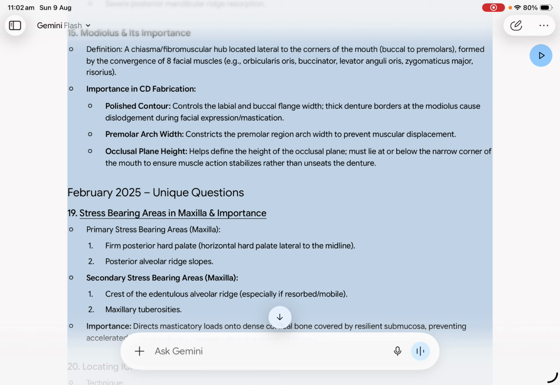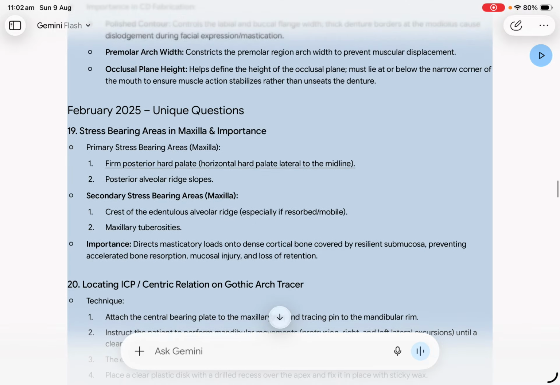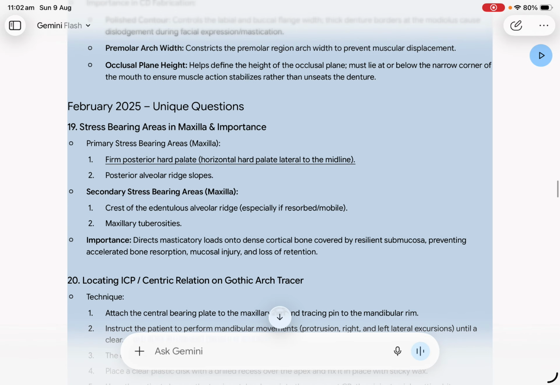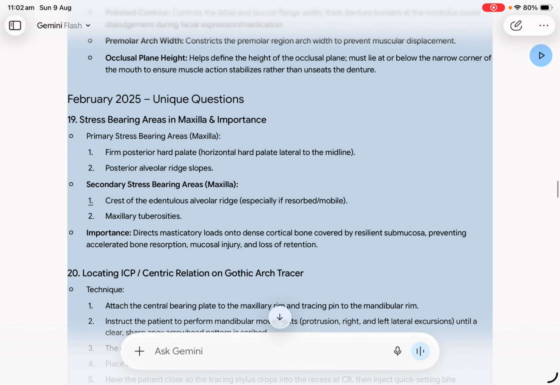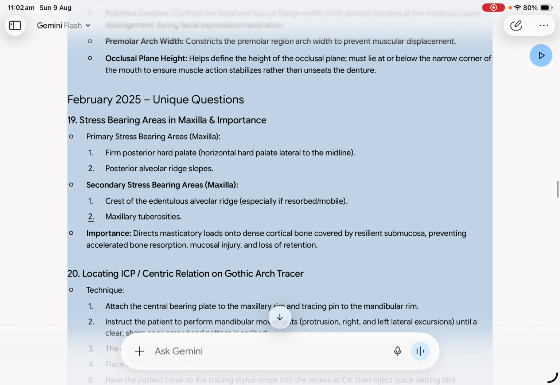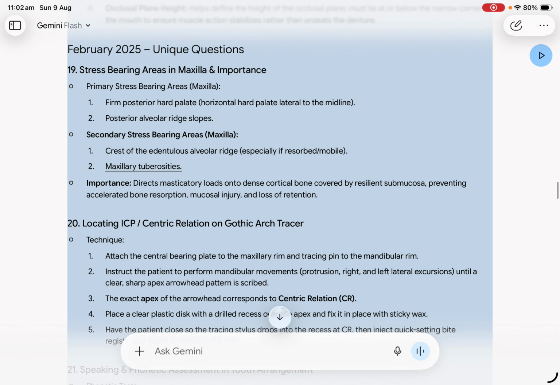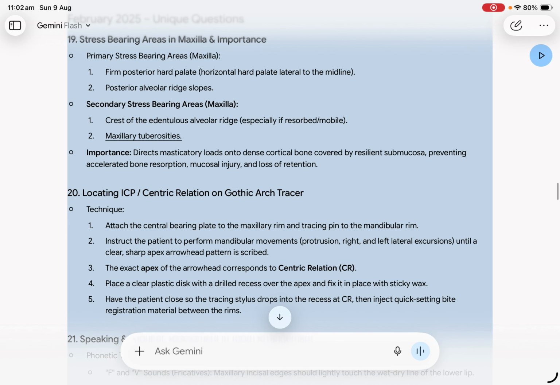19. Stress-bearing areas in maxilla and importance. Primary stress-bearing areas, maxilla: 1. Firm posterior hard palate, horizontal hard palate lateral to the midline. 2. Posterior alveolar ridge slopes. Secondary stress-bearing areas, maxilla: 1. Crest of the edentulous alveolar ridge, especially if resorbed or mobile. 2. Maxillary tuberosities. Importance: directs masticatory loads onto dense cortical bone covered by resilient submucosa, preventing accelerated bone resorption, mucosal injury, and loss of retention.